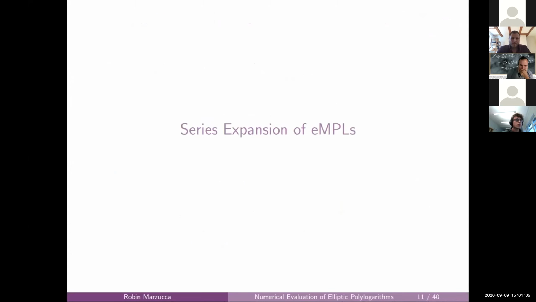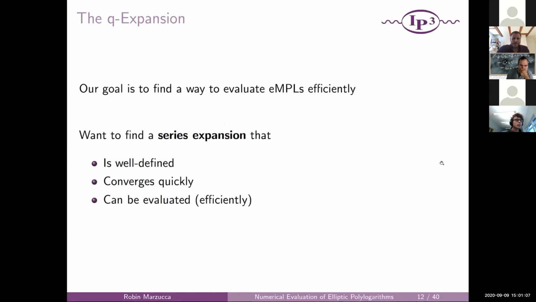So let's come to this. First of all, our goal is to find a series expansion of an EMPL that has three properties. First of all, it should be well defined. Second of all, the convergence should be quick because we may want to evaluate this to high precision. And then lastly, obviously, we also want to be able to evaluate the expansion coefficients. Otherwise, all of this is no use.